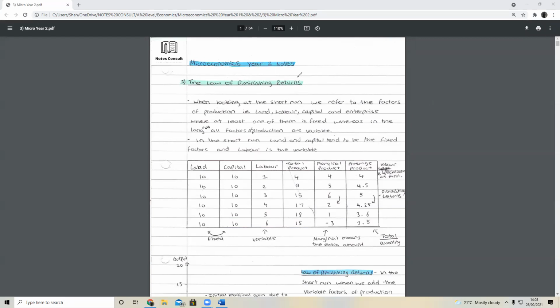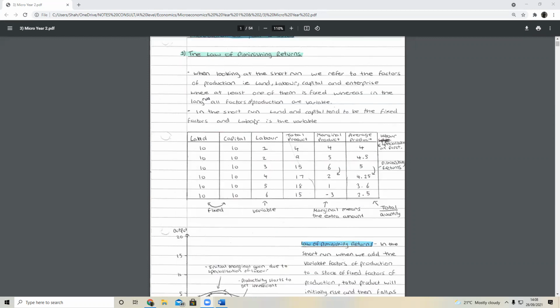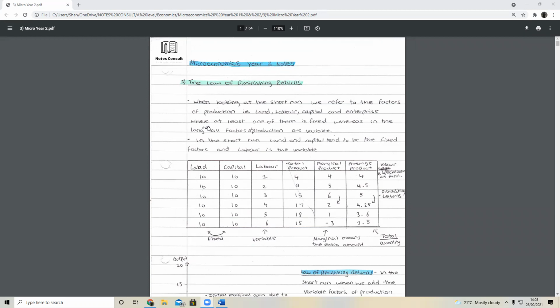So this is basically when we're looking at the short run, we refer to the factors of production. Remember the factors of production, all right? Land, labor, capital, and enterprise. So in the short run, we say that at least one of these factors is fixed, whereas in the long run, all of these factors are variable.